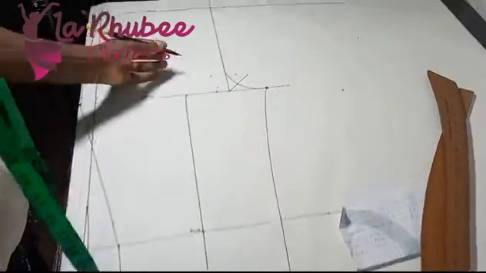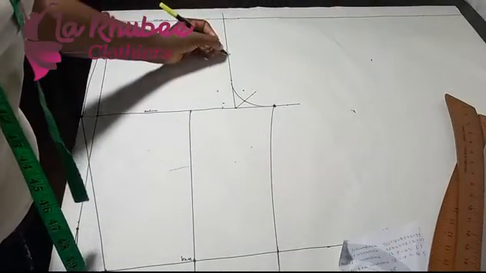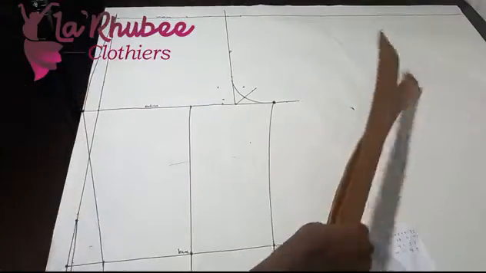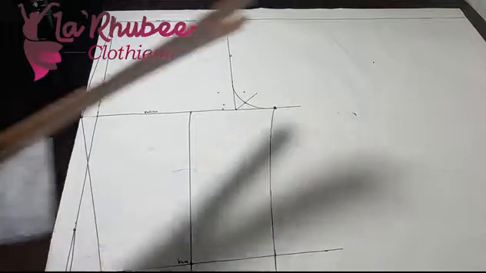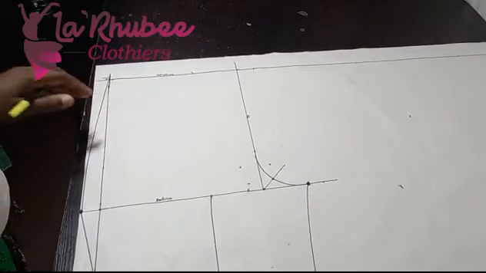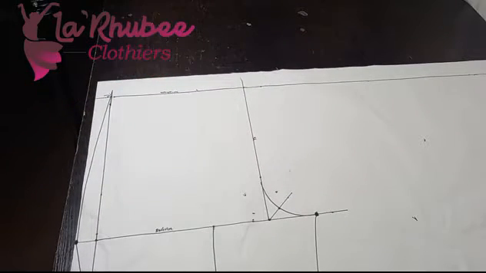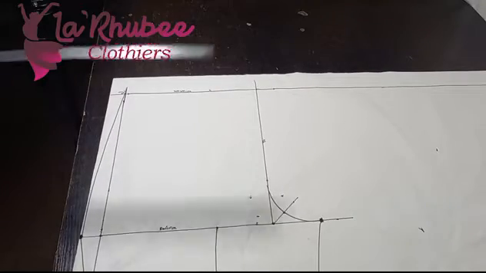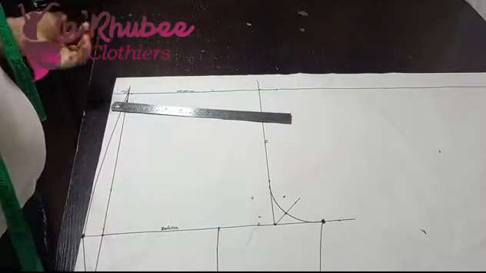Okay, so this is about all for the front. Remember, this is our center front. So that is it. What you may want to do is put in your dart. If you want to sew your dart, remember we added 2 inches to our measurement. So you can decide to sew your dart.